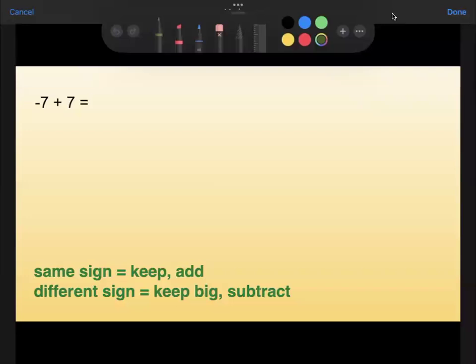Okay, here's our next one. Again, -7 plus 7 is different signs, so we're going to have to use our different signs rules. That means we're going to keep the sign of the bigger number. The problem is they're both 7s, so we're just not going to put any sign at all. And then we're going to subtract the numbers. So 7 minus 7 equals 0. The answer to this is actually 0. Now 0 is neither positive nor negative. It's just a neutral number right in the middle of the number line. That's why it doesn't have a sign.